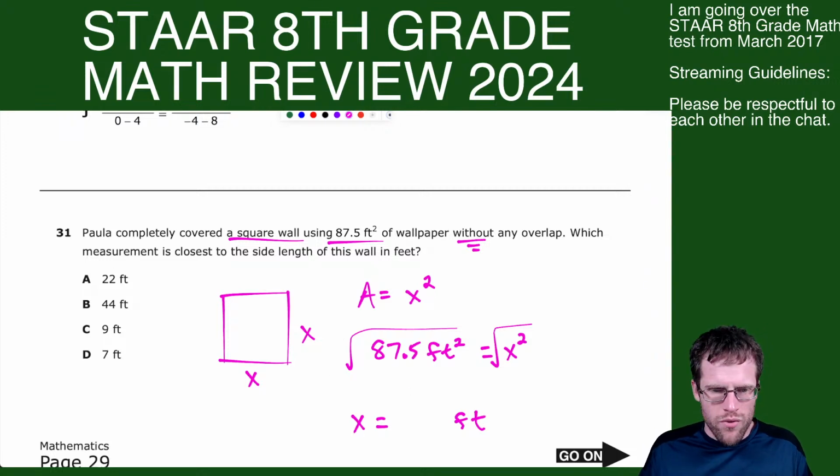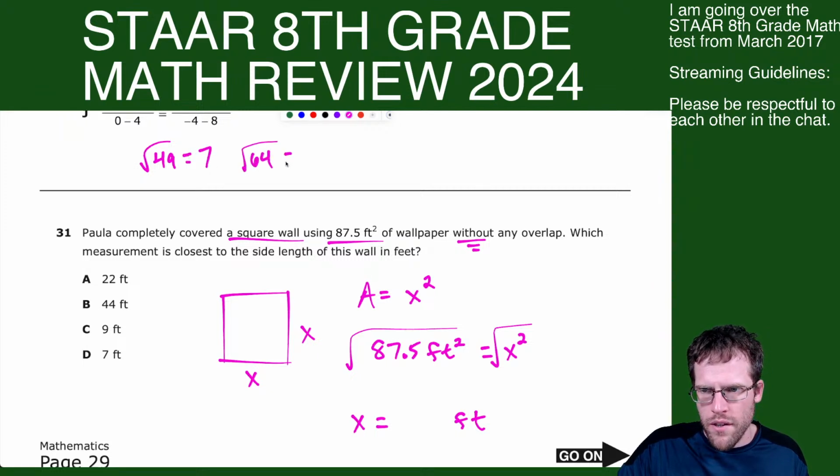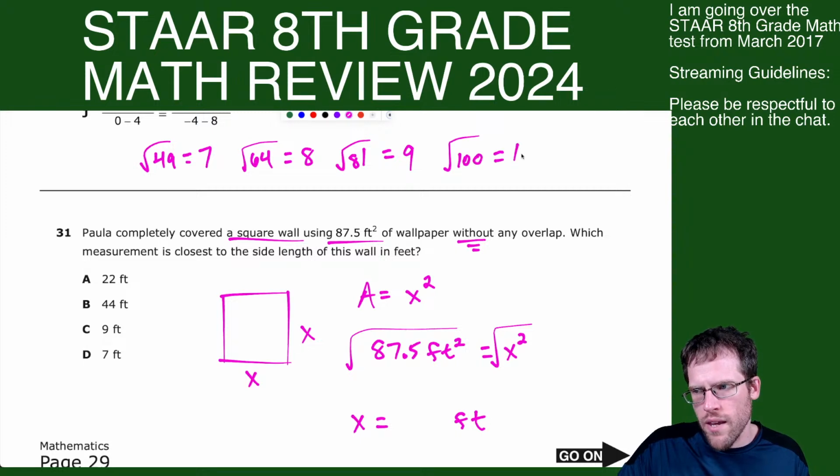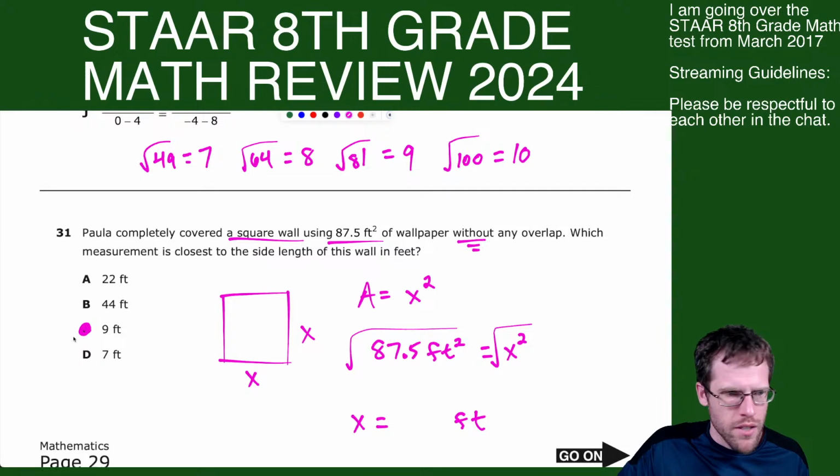And now I just got to do the square root of 87.5. But honestly, if I just use common sense on this one, let's see. Once again, the perfect squares. The square root of 49 is equal to 7. The square root of 64 is equal to 8. The square root of 81 is equal to 9. And the square root of 100 is equal to 10. So even without a calculator, I see that the square root of 87.5 is closer to the square root of 81 than it is to the square root of 100. So 9 is our best answer here.